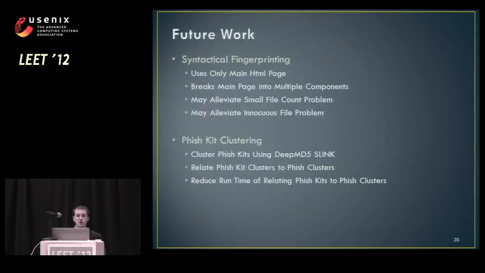Future work would consist of trying to improve our ability to associate small file counts and get rid of these innocuous files. We have a method called syntactical fingerprinting that we hope to investigate further in the future. We'd also like to get more assurances that our fish clusters are actually clusters of fish kit families. To do this, we would like to group our phishing websites. That way we can narrow down the number of points we have to look at, and evaluate one group compared to another group instead of all the individual members, which should lower the computational complexity in our runtime.